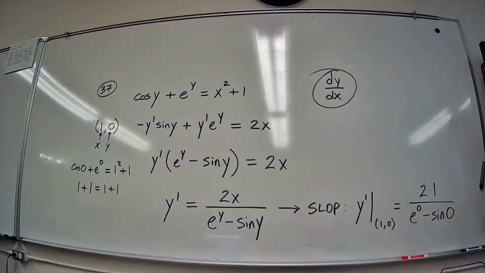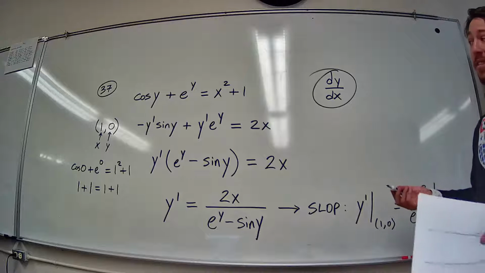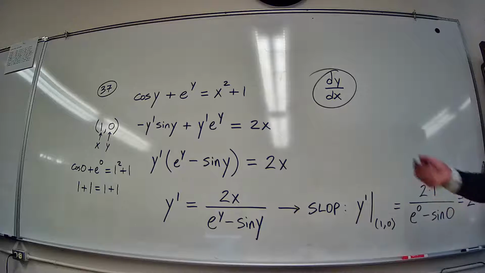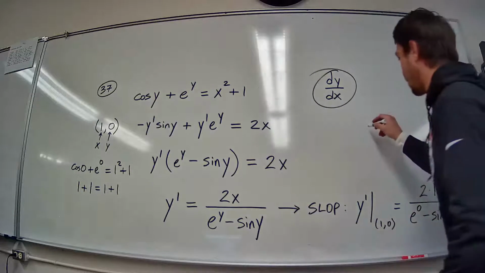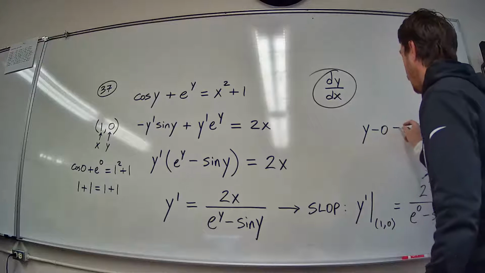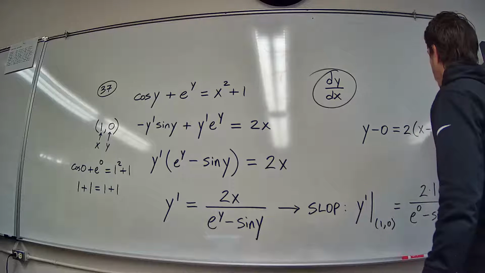Which is 2. Yes, indeed. And now the rest is actually very easy. You just go, well, I got a point, and I got a slope. So the last step is just y minus 0 equals 2 times.